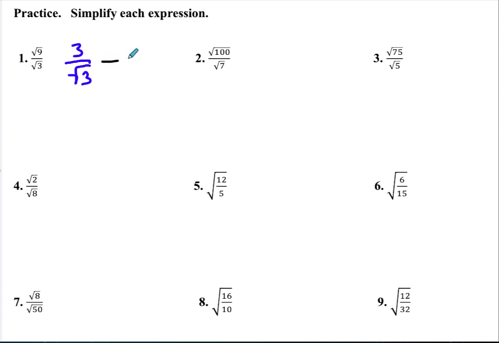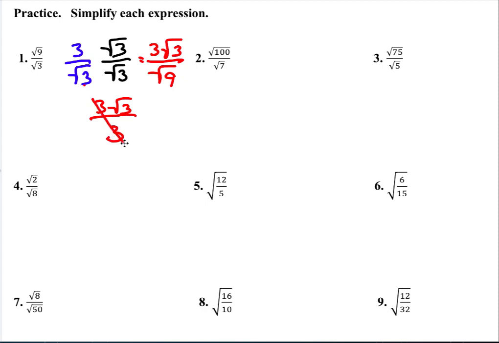To get rid of everything, I'm going to multiply everything times that square root of 3. So I get 3 square root of 3, and on the bottom, 3 times 3 is square root of 9. Well, that's really just 3 square root of 3 over 3, and then my 3's cancel out, so I'm just left with square root of 3 for an answer.